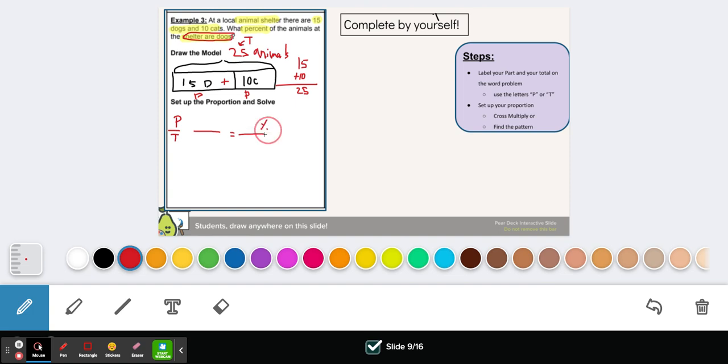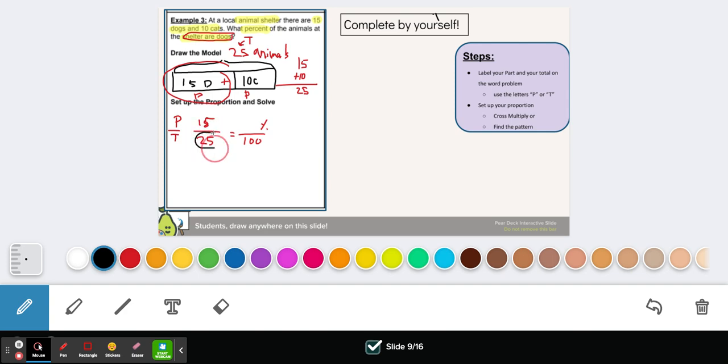So this is a percent over 100. My total, we figured out to be 25. And then my part, again, I'm only talking about dogs, so I'm only talking about the 15. I'm going to do something that's easier than the last two videos. So instead of doing cross multiplication, then divide, I can do something called a pattern. So set up your proportion, cross multiply, or find your pattern. Here it would be easy to find a pattern.